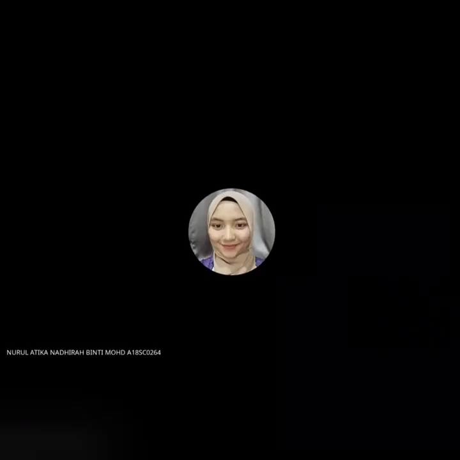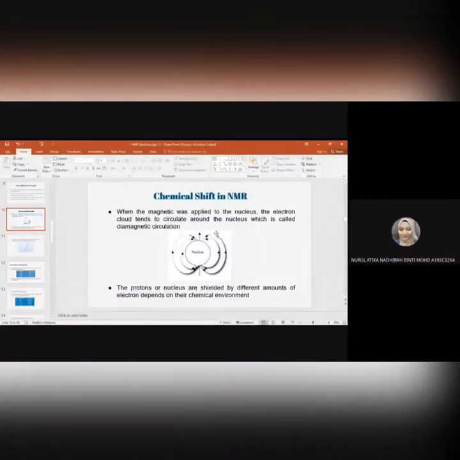Assalamualaikum and hi everyone. My name is Nur Atika Nadira binti Muhammad. So I will present about chemical shift in NMR. First of all, the atoms that are widely used to find the chemical shift are hydrogen-1 and carbon-13, because both have a spin and can be detected by NMR spectroscopy.